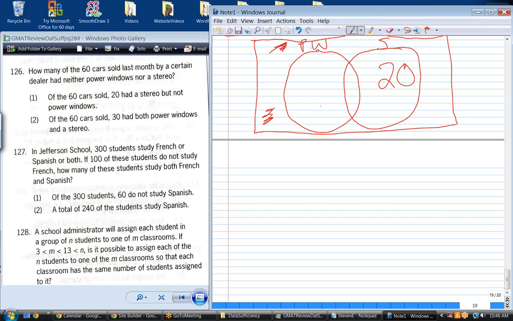So you did power windows. We're trying to solve for x. X would be the region where there's no power windows, no stereo. Let's call Y the region where both power windows and a stereo.